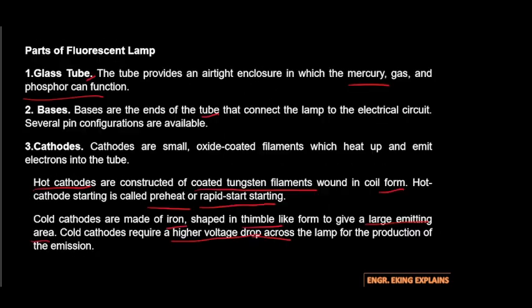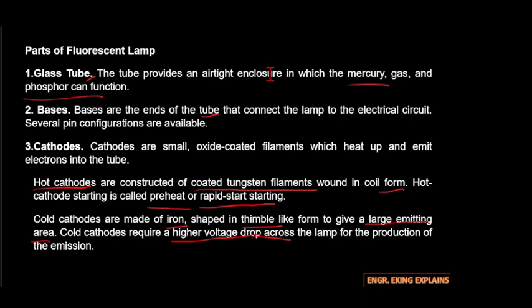Okay. So the parts of a fluorescent lamp. First, yung pinaka-common natin nakikita is yung glass tube. It provides an airtight enclosure. When you say airtight, walang papasok na hangin. So meaning the tube itself is a vacuum, in which the mercury gas and the phosphor can function.